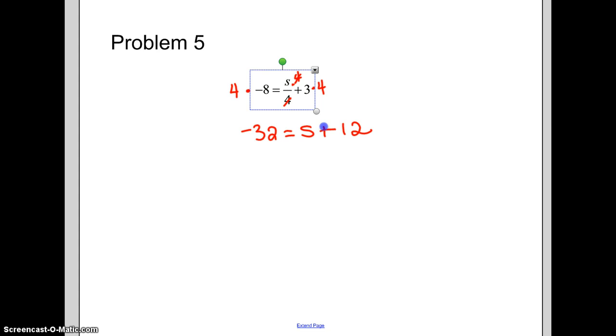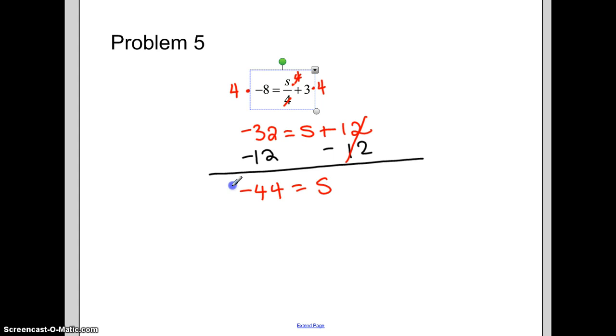Next question, is there an addition? Yes, there is. So we will subtract the 12 from both sides. Negative 32 and negative 12 is negative 44. Negative 12 and positive 12 is 0. So we end up with negative 44 equals s.